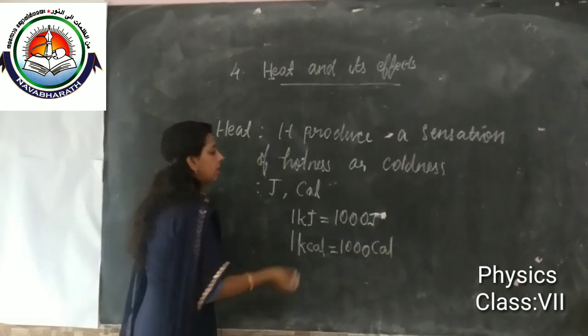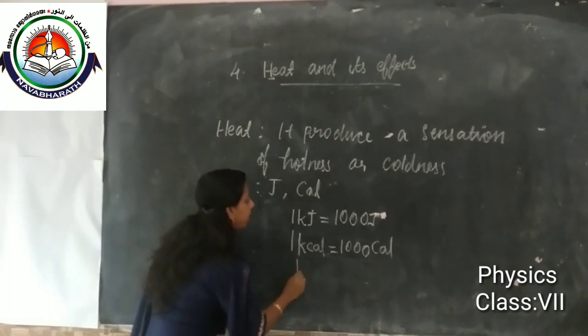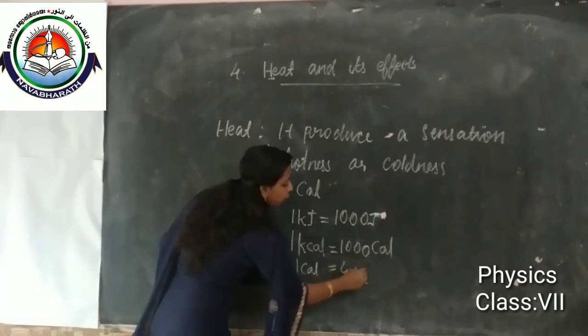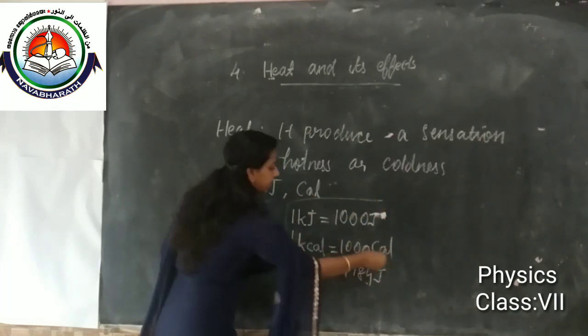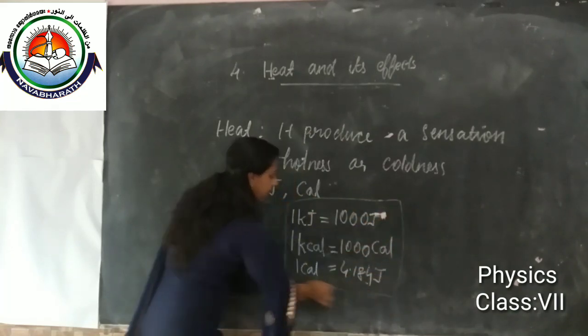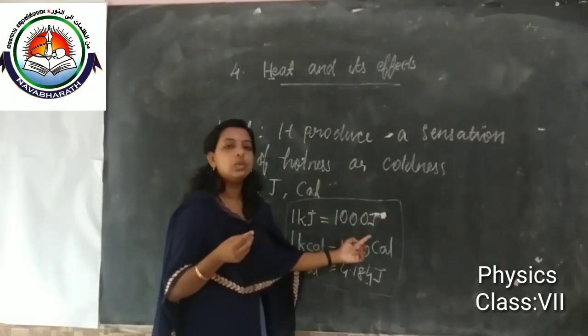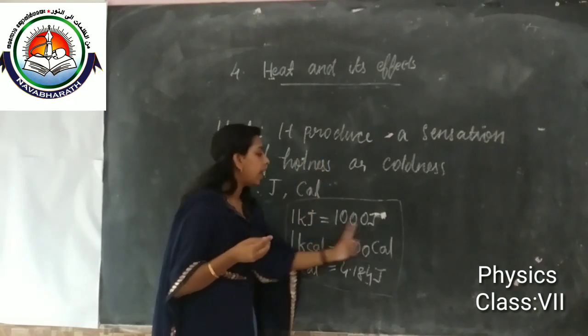1000 calories. And when we consider, 1 calorie is equal to 4.184 joule. So this is the similarity mainly we consider. These are the relationship between the higher and lower units of heat. These are the similarities between.